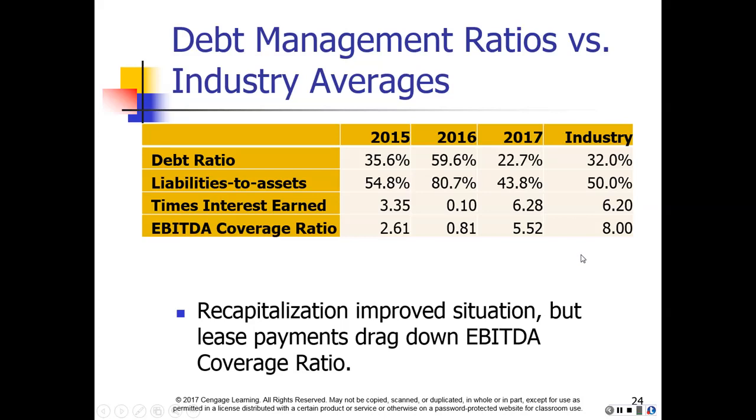Times interest earned is also better than the industry average because we're looking for that to be high, right? How many times the interest expense is being covered by operating profits. But EBITDA coverage ratio is still much lower than the industry average. Again, we need that to be high. So recapitalization improves the situation, but lease payments drag down EBITDA coverage ratio, right? So the difference between TIE and EBITDA coverage comes from adding the lease payments.